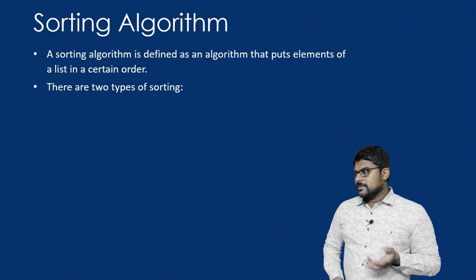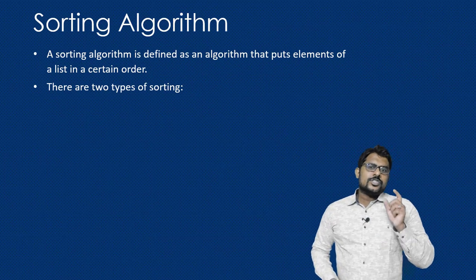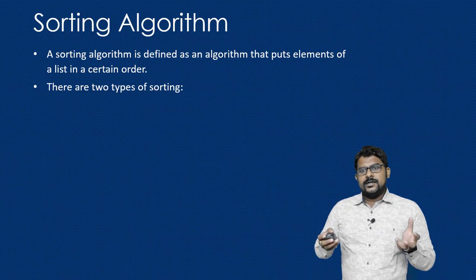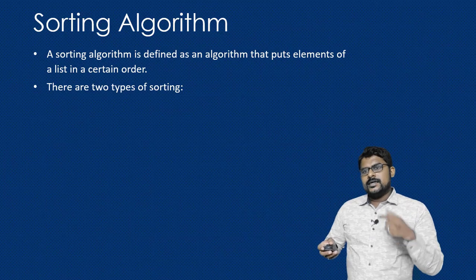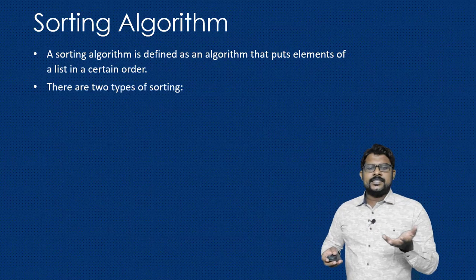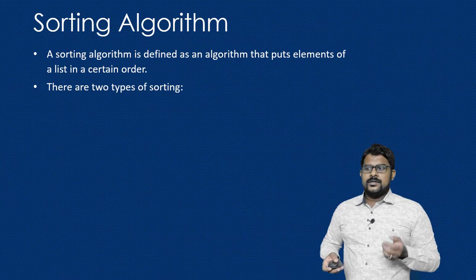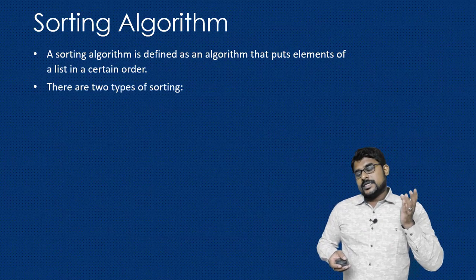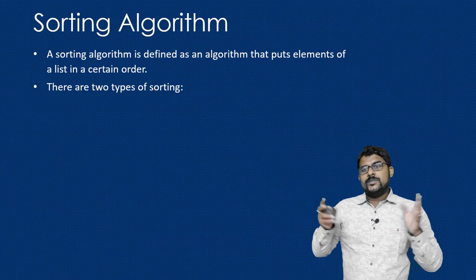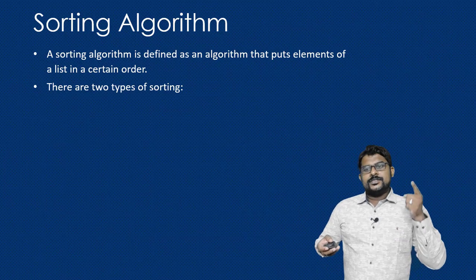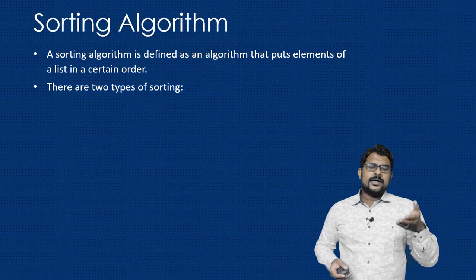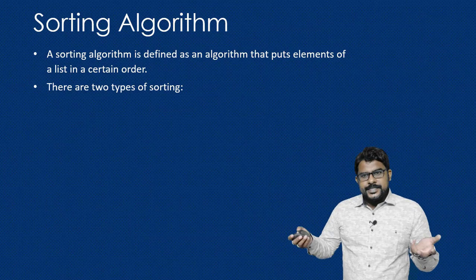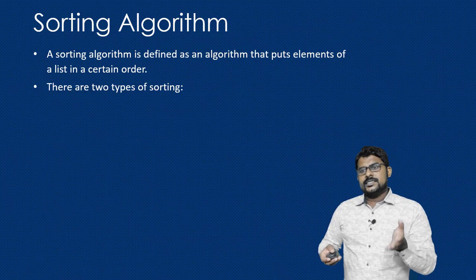So what is a sorting algorithm? A sorting algorithm is an algorithm which takes a set of data and arranges it in a particular sequence, either ascending or descending order. Now let us see the classifications of the sorting techniques. Sorting algorithms can be broadly classified into two, depending upon their memory usage and size.